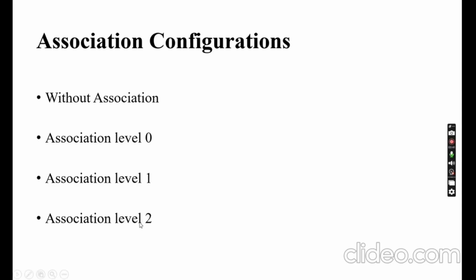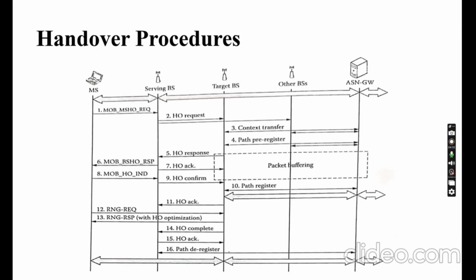Next is association level 2. It is the advanced level of association where the associations are controlled by the base station itself. So in this category, the mobile station need not wait for any scan request and scan response. All these ranging activities will be carried out by the base station itself by means of a backbone network. It is the highest level of association where the delay is minimal compared to the other three levels of association. So these are the four major configurations of association used in mobility for 802.16.